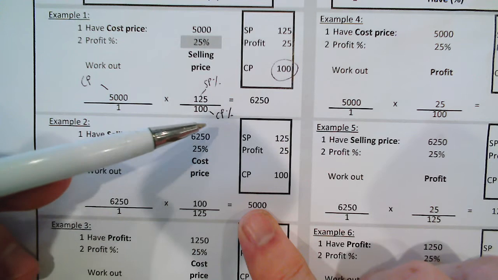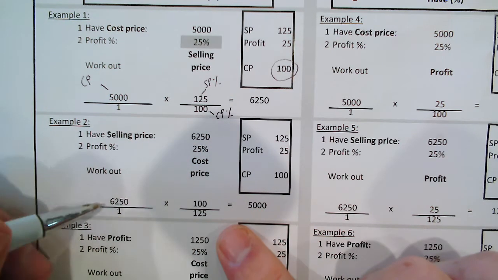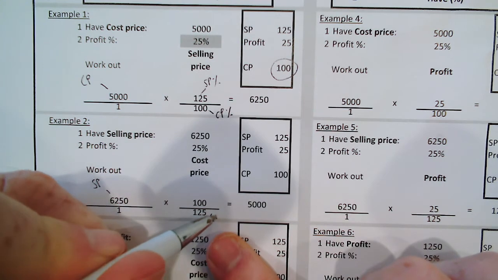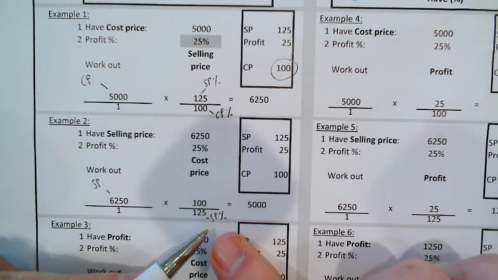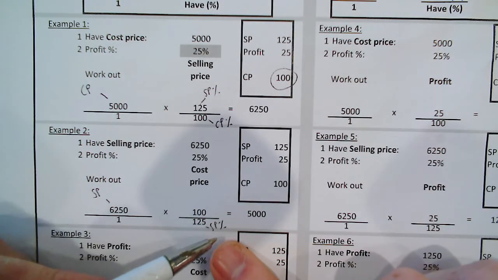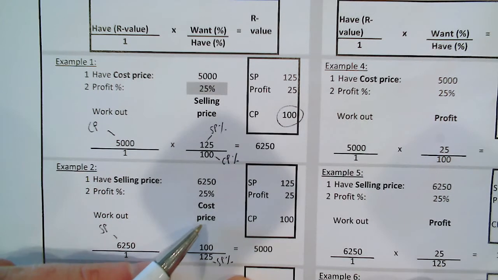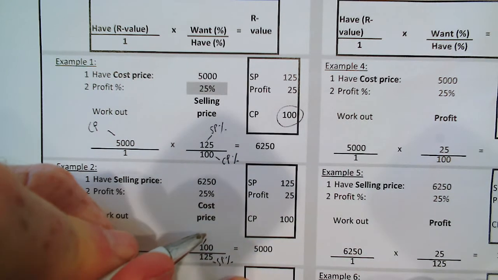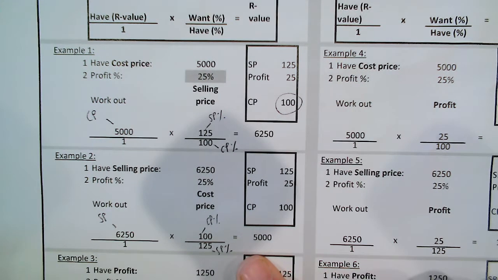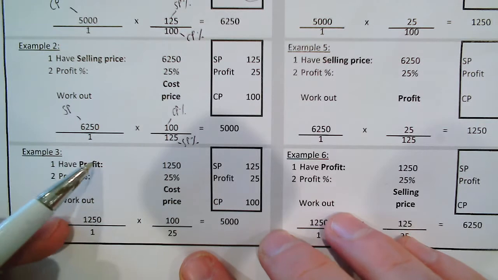Then I've got example 2, your selling price. I have the selling price, so it's 6,250 over 1. That is the selling price, so I must put the selling price percentage below, because that is the half percentage. I have the selling price, so 125 at the bottom. What do I want to calculate? I want to work out the cost price, so cost price percentage at the top, and then you'll get the 5,000 Rand.